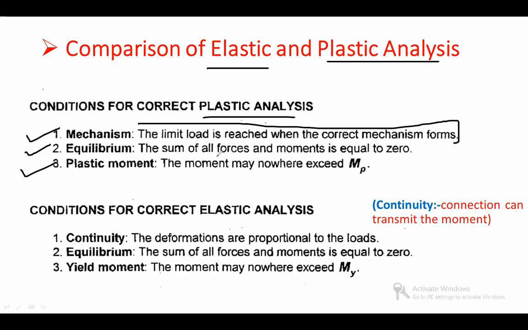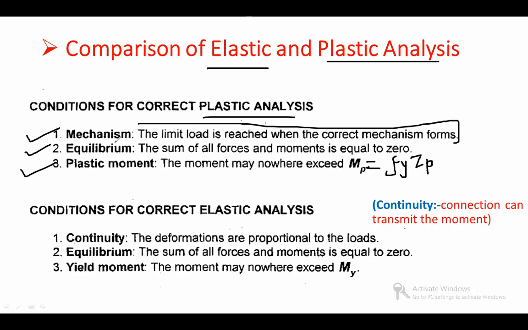Then equilibrium condition, as you know, 3 conditions of equilibrium: summation Fx, summation Fy, and summation of M is equal to 0. Okay, and what is plastic moment? Mp. Mp is nothing but Fy into Zp, right? So that is called as a plastic moment. So these are the 3 conditions of your plastic analysis. Remember this: mechanism, equilibrium, and the plastic moment.